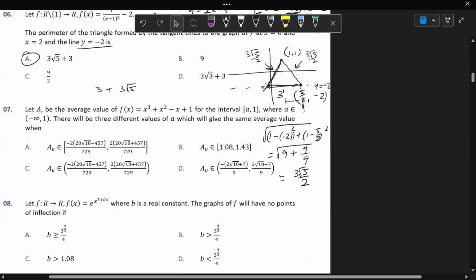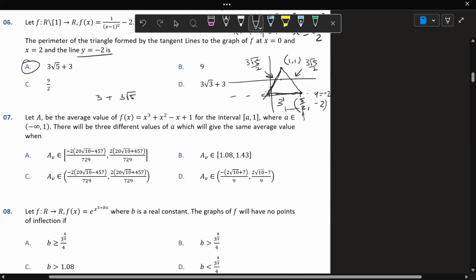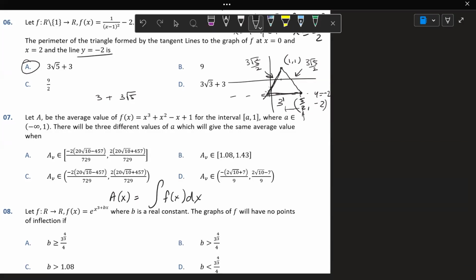Okay, for question 7, let A be the average value of a function for an interval, and there will be three different values of A which will give the same average value. All right, so first you want to find the average value function. So the average value here in terms of x is f of x for the interval a to 1, times 1 over 1 minus a.